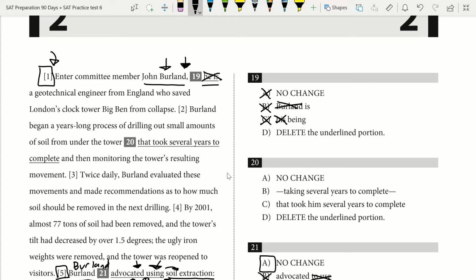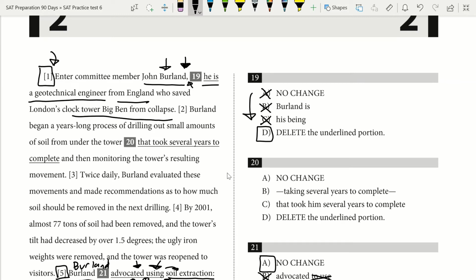So in this case, I don't want to say Berlin again, and I don't want to say his again, I don't want to say he again. So options A through C are going to be wrong. What I want to do is delete that underlined portion, keep that comma there, which has to be kept anyway since it's not underlined, and then just say a geotechnical engineer from England who saved London's clock tower, Big Ben, from collapse.